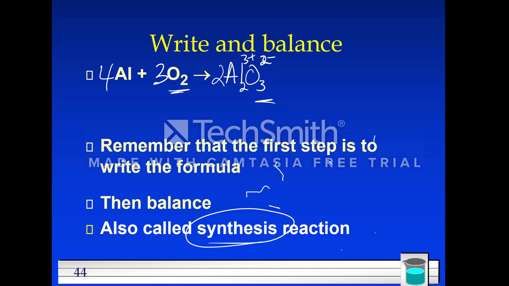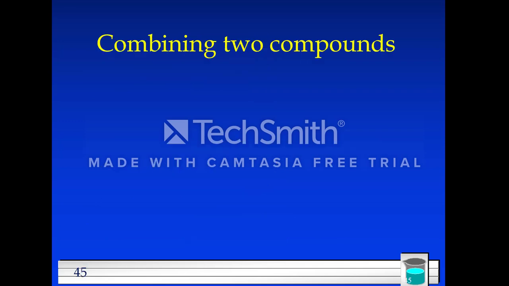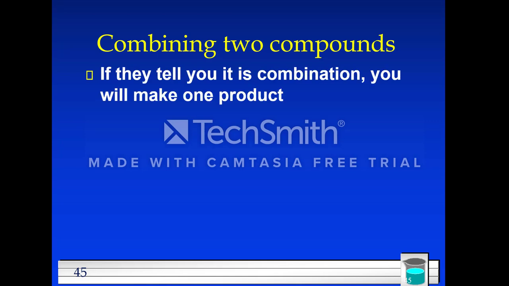Okay, so that's what happens if you combine two elements. I gave you an example, the acid rain example, where they combine compounds. Okay, so what if you're combining 2 compounds? Okay, first of all, they'll have to tell you that it's combination. You won't be able to recognize just by looking at it as combination.